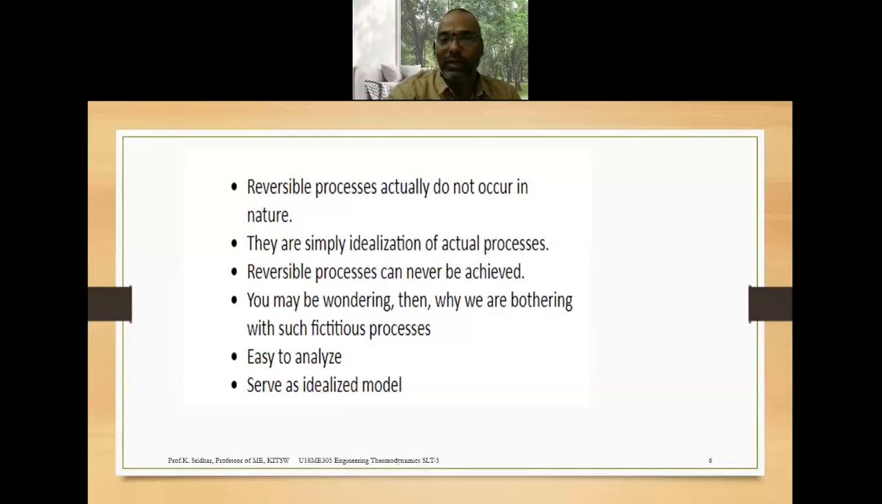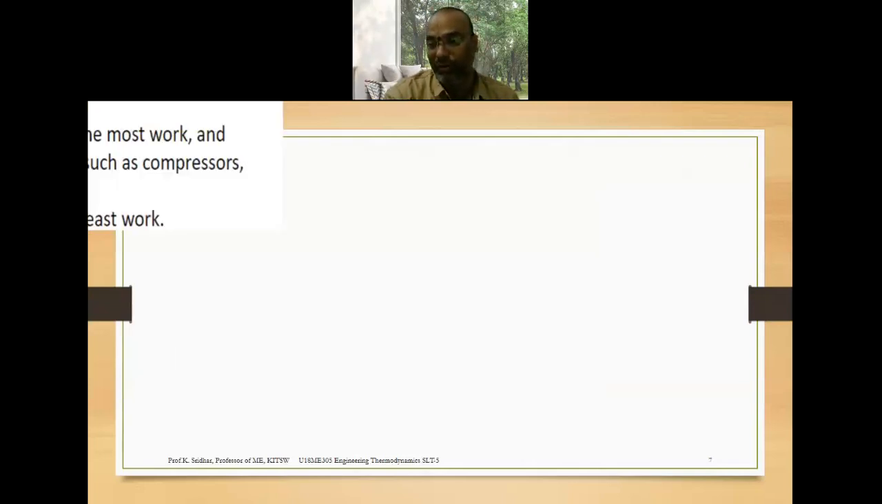Similarly, heat transfer takes place through a finite temperature difference, not an infinite temperature difference. If heat transfer took place through an infinite temperature difference, it could be treated as an example of a reversible process. But is it possible? No. Heat transfer always takes place through a finite temperature difference, and that's why it leads to an irreversible process.